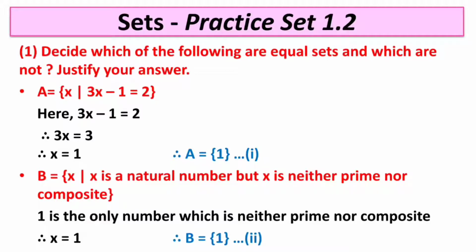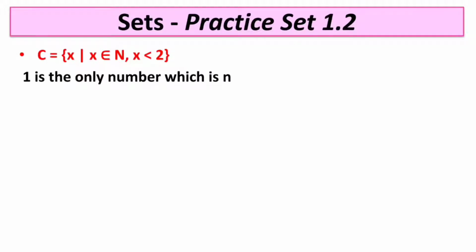the set {1}. The third problem is C equals set of all x such that x belongs to N and x is less than 2. Here capital N represents natural numbers. Now x is a number which is natural and less than 2. So 1 is the only number which is natural and less than 2. Therefore x equals 1. And again we get set C equals the number 1.